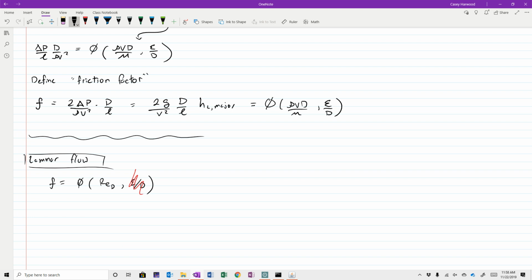So from our discussion of laminar flow now, we've got that delta P over L is equal to Q over pi r to the 4th times 8 mu. Why did I do that? This should be pi r to the 4th here. And we call this Poiseuille's law.